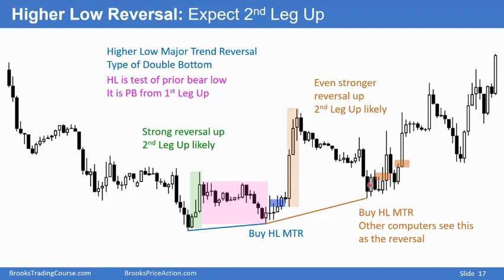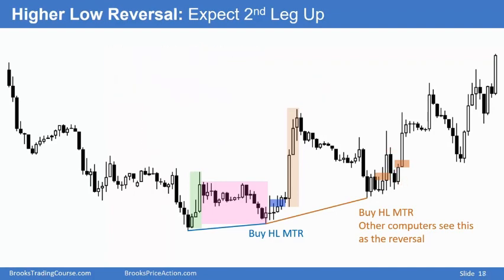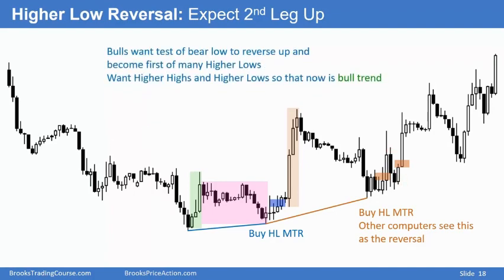Strong bear breakout, first reversal up, a lot of traders will take a second entry here. We have a breakout of this bull flag, and traders will buy above this bull bar, a pullback from this breakout. Strong bull breakout. The bulls don't mind the strong sell-off. They're expecting the sell-off to fail and form a higher low, and they hope it'll be the first of many higher lows and the start of a bull trend. Another higher low here.